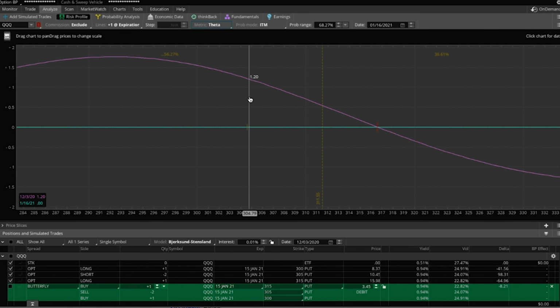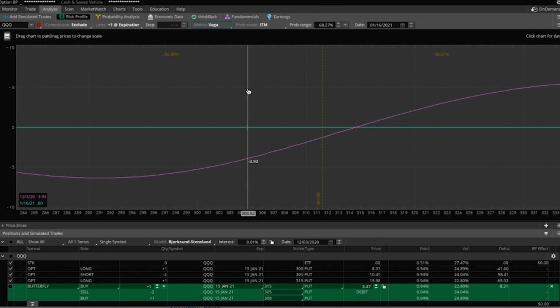Every day that goes by, we are going to be making a little bit of money on this trade, $1.19 as of now. That doesn't sound like much, but it does build exponentially over time as we approach expiration. So being theta positive does mean that this trade makes a little bit of money each and every day.